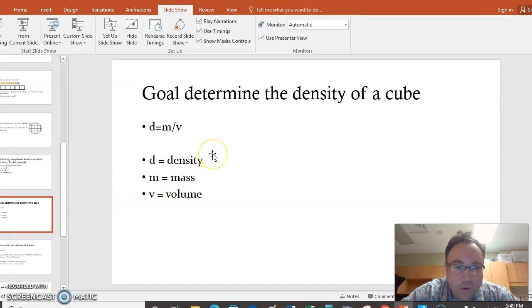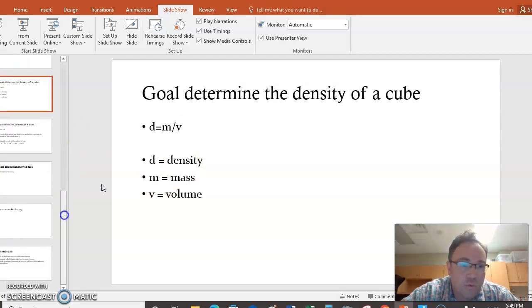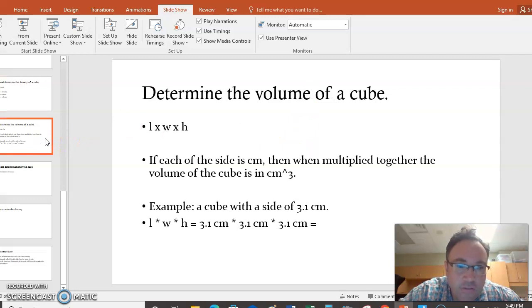Our last goal is to determine the density of a cube. If we have D equals M over V, D is density, M is mass, V is volume. So if we are given a cube, we're going to need to find the mass and the volume of the cube. To find the volume of the cube, we're going to measure it with a ruler.